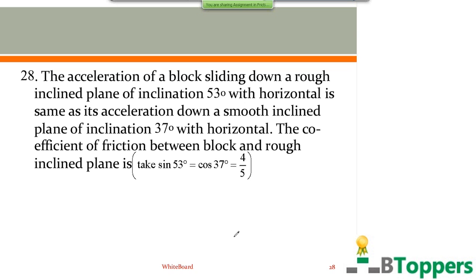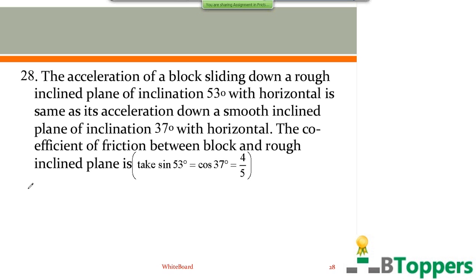The acceleration of a block sliding down a rough inclined plane of inclination 53 degrees with horizontal, is the same as its acceleration down a smooth inclined plane of inclination 37 degrees with horizontal. The coefficient of friction between the block and the rough inclined plane is, given that sine 53 degrees is the same as cos 37 degrees, which is 4/5.